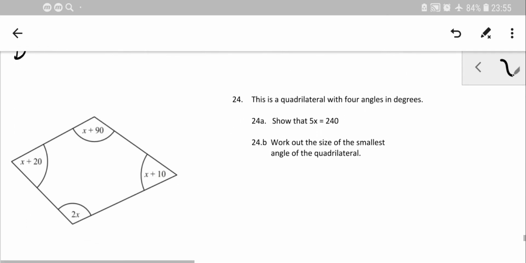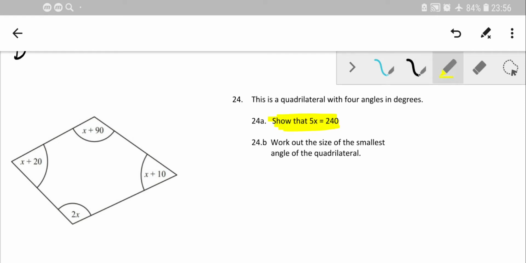Let's go to 24. This is a quadrilateral with 4 angles in degrees. All measures are in degrees, of course. You can think about radians, but this is not the case, because 90 radians is quite a big amount, right? So all angles should be in degrees. First you need to show that 5x equals 240. Because you have an equation, where should it come from? It should come from the sum of all interior angles, as you've seen in previous problems.